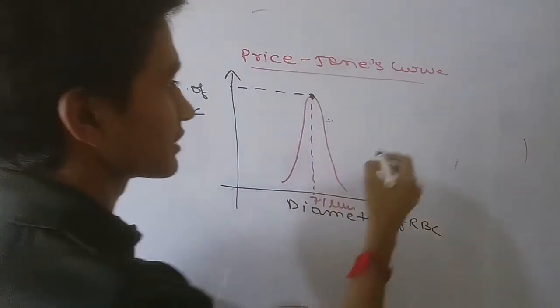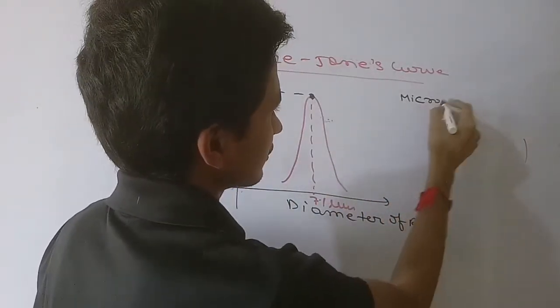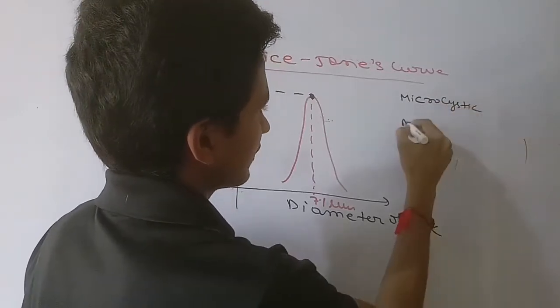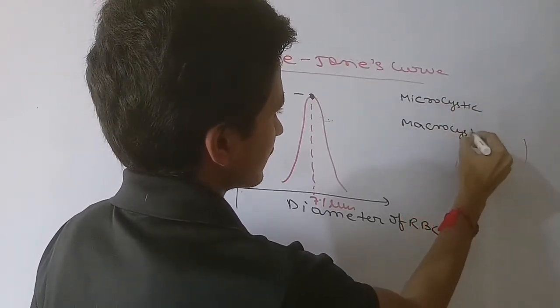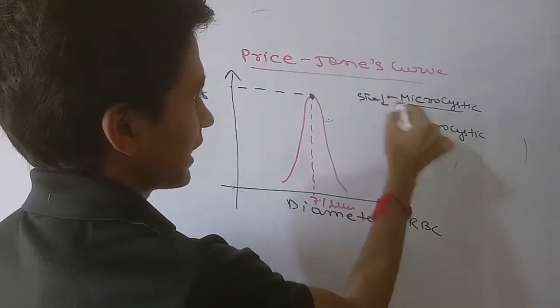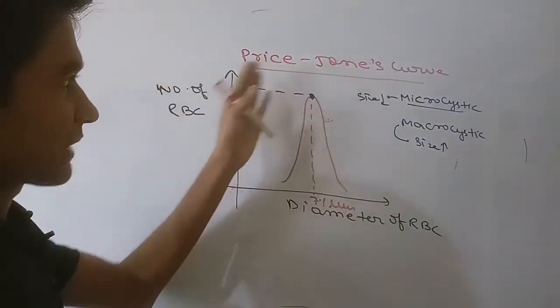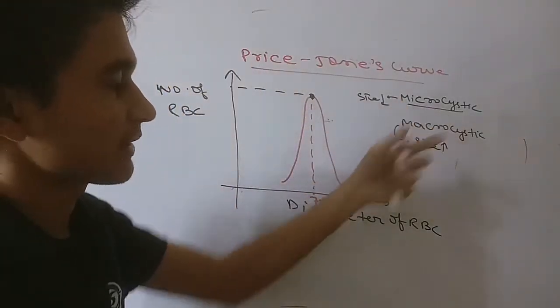This is the Price Jones curve, and according to this curve we can easily state the condition of RBC, that is, the condition of microcytic anemia and macrocytic anemia. In microcytic, the RBC size gets decreased, and in macrocytic the size of RBC increases. So based on this Price Jones curve, we can easily say microcytic and macrocytic anemia.